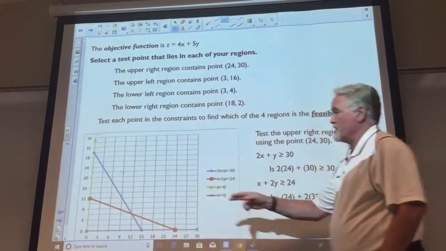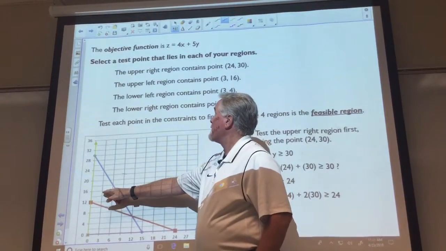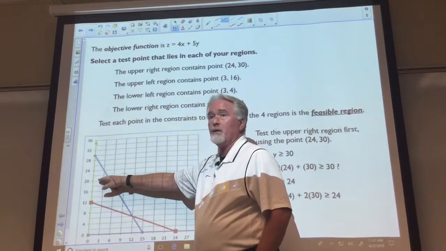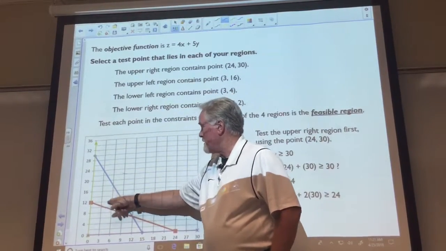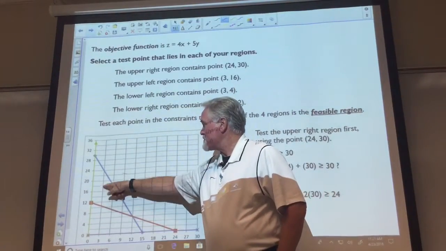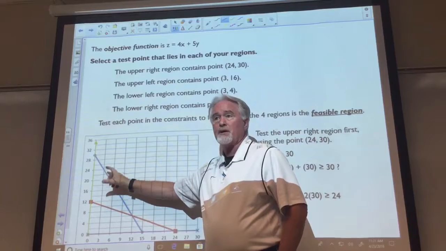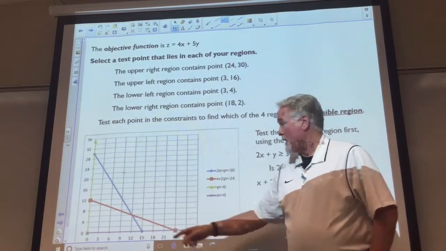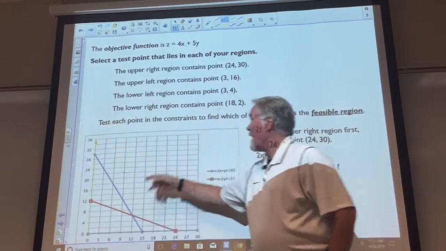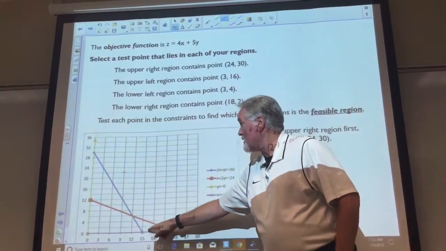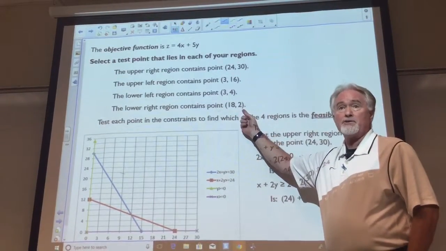If I was going to check the upper left-hand region next, then I might pick a point that's going to be in here somewhere. I might have chosen 3 and 16. Sometimes those points get a little bit tricky to guess because as the region gets narrower, it's harder for you to pick a good point. If I wanted to check this region down there, I might have picked a point like 3 and 4. If I wanted to check this region out here, I might have picked a point like 18 and 2.